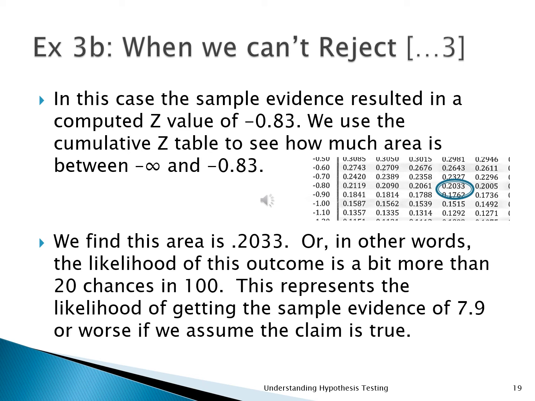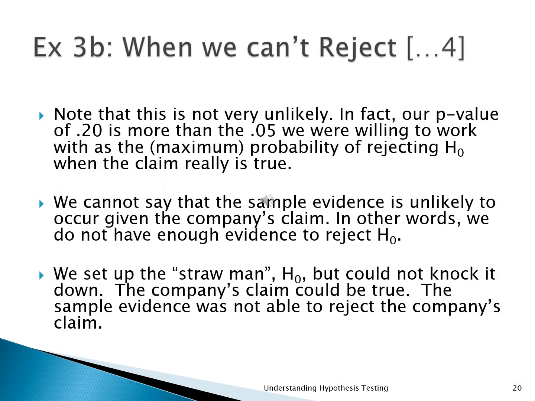That's why we don't have the right to reject H0. In other words, we can't say the sample evidence is so unlikely. It could very well happen that the population mean is 8, and you take a sample of 100, and you get 7.9. So essentially, we don't have the evidence to reject H0. So note that the H0 is our straw man. We set it up hoping we can knock it down, looking at the sample evidence, but the sample evidence didn't give us the evidence that we needed to knock down the straw man. So we have no evidence that the company's claim is false. So this is why we don't reject. Technically, we've been using the word accept, but really it's do not reject.